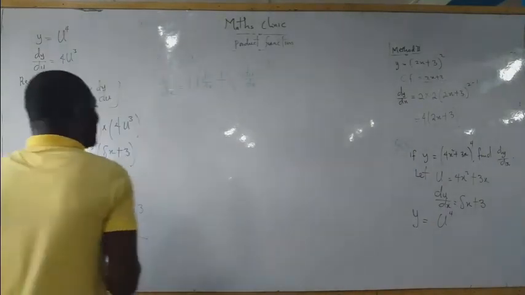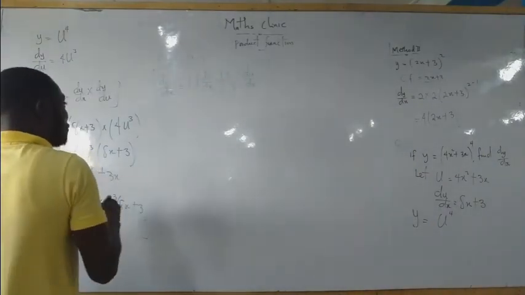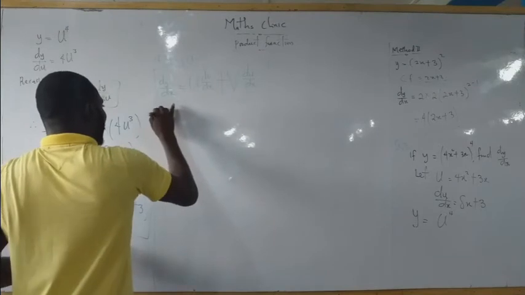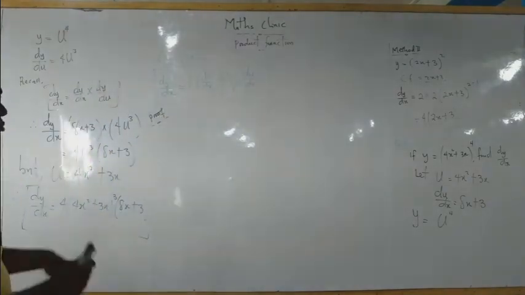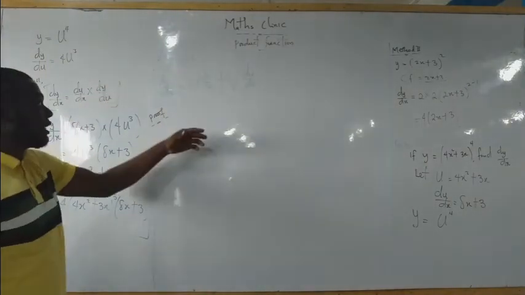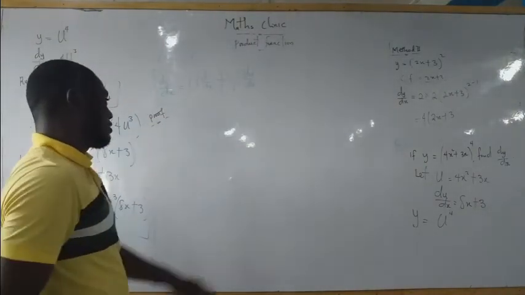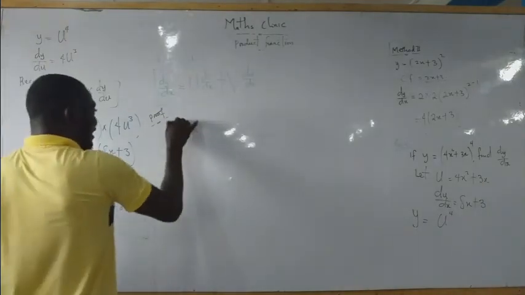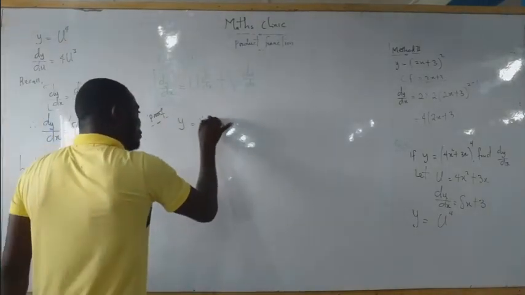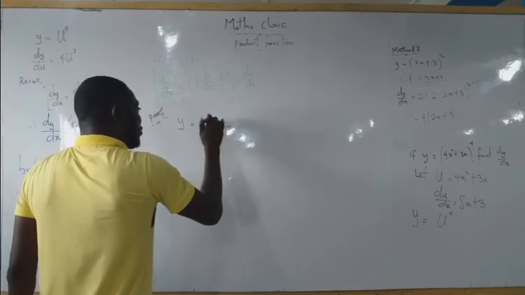So let's look at the proof for this. If y equals uv, dy/dx is this. So let's look at the proof for this. Okay? So y equals uv.